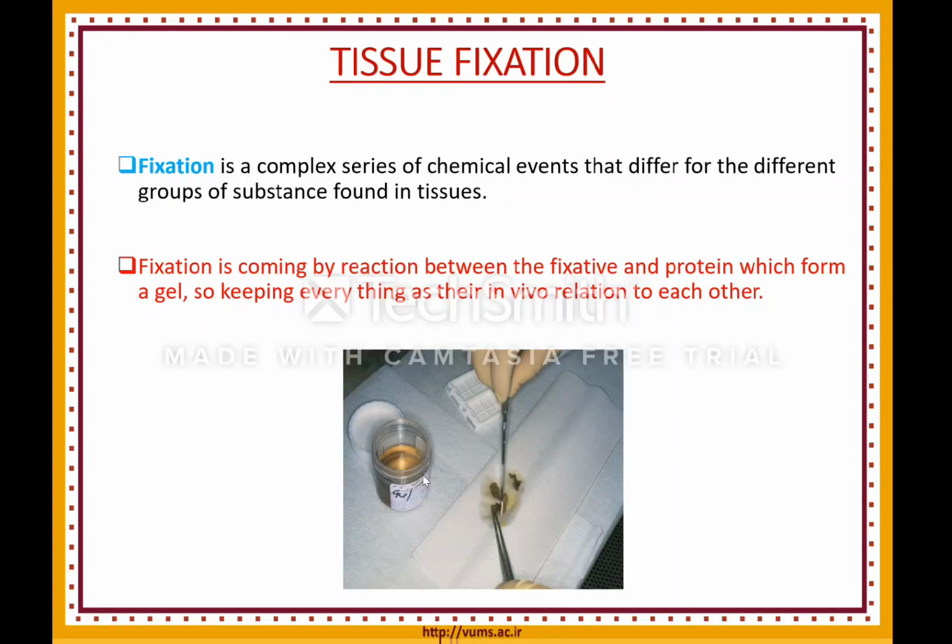Tissue fixation. What is fixation? Fixation is a complex series of chemical events that differ for different groups of substances found in tissue. In fixation, we use some chemical or maybe some physical materials to fix the tissue, which prevent lysis of the tissue. Fixation is a reaction between the fixative and proteins that are in the cell membrane, so keeping everything as it was in vivo in relation to each other and in vivo structure.